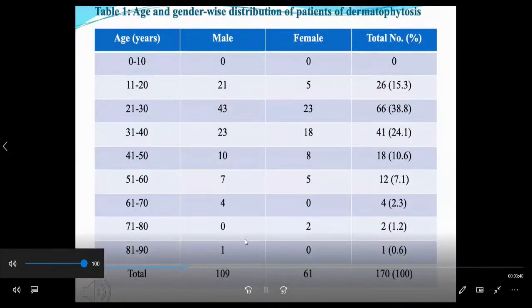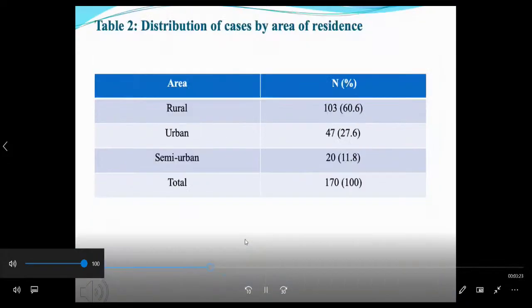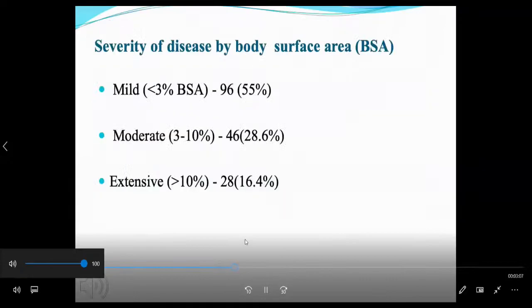Now coming to the results, out of 170 cases of dermatophytosis, 109 were males and 61 were females, and the maximum number of cases were seen in the 21 to 30 years age group, followed by the 31 to 40 years age group. Distribution by area of residence showed that the majority of the patients were from a rural background, as the catchment area of the hospital comprises mostly the rural population. This was followed by urban and semi-urban areas. Assessment of severity of disease in terms of body surface area of involvement showed mild disease in 55%, moderate in 28.6%, and extensive in 16.4%. So, a significant number, amounting to 45%, had moderate to extensive disease.